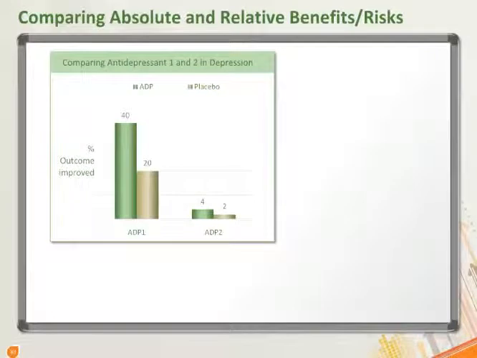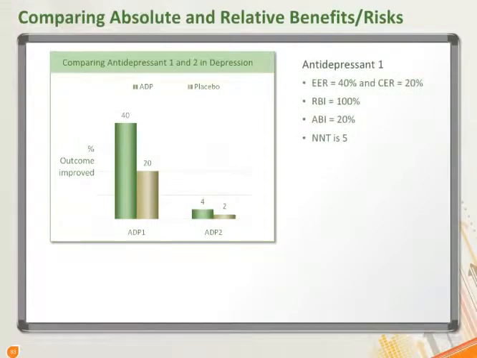Let's compare the interpretation of absolute and relative benefits and risks. Here we compare two studies, one with antidepressant 1 or ADP1 and the other with antidepressant 2 or ADP2 for the outcome, which is improvement in depression. In the first study for ADP1, the EER is 40% and the CER is 20%.